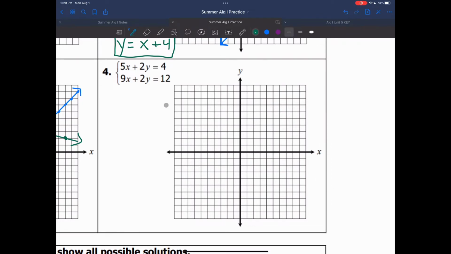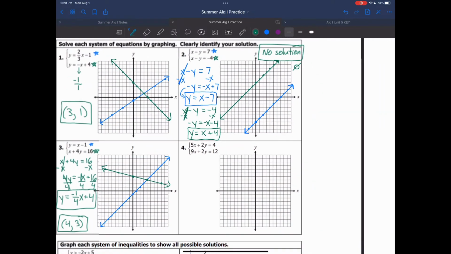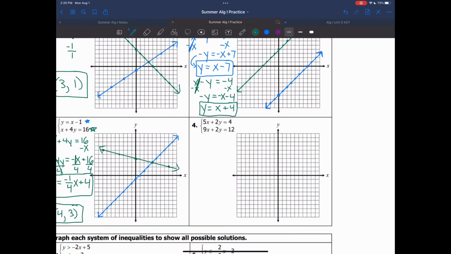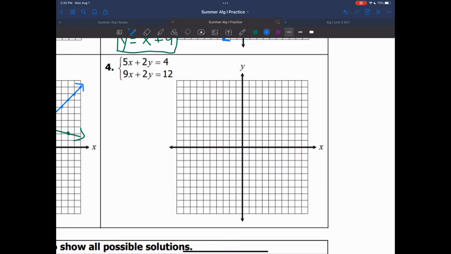Now, of course, they make this one the most challenging because neither of them are in slope-intercept form, so we've got to do a little bit of work here first. I guess number 2 was like that as well, but this one just looks a little bit more complicated. All right, let's get that top one in slope-intercept form. I'm going to write it down.